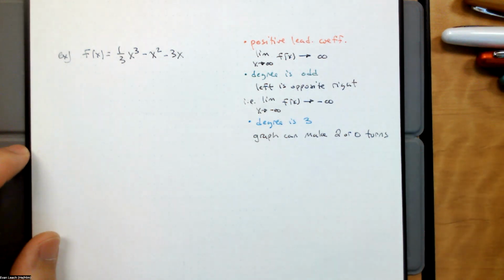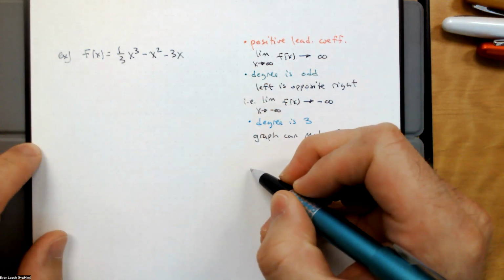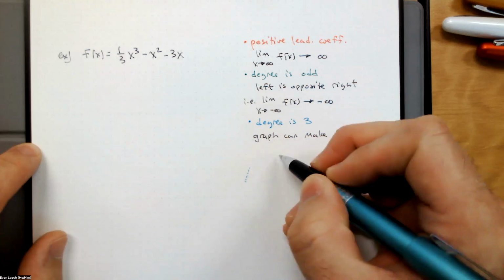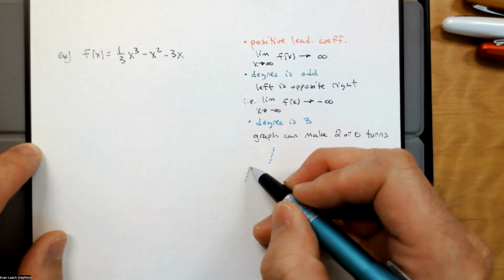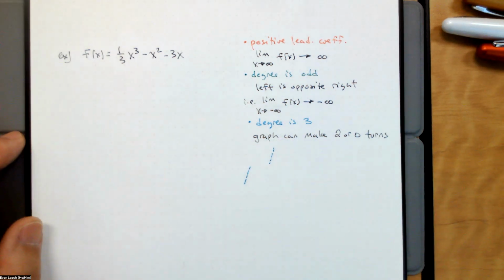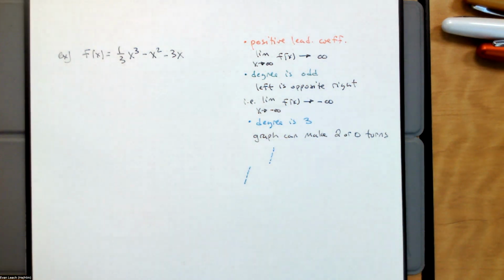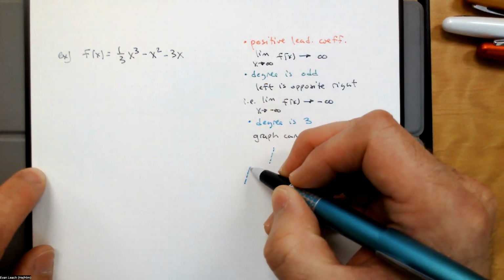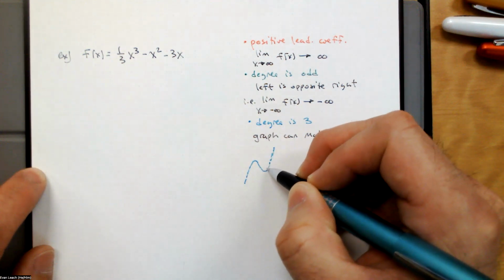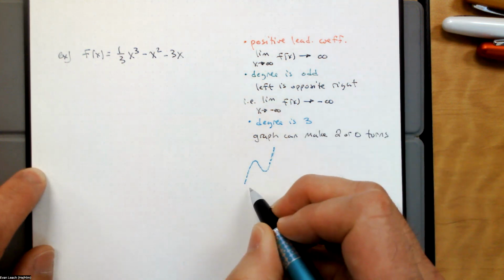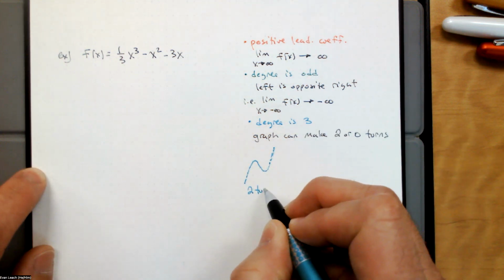So we either make 2 turns. We know that one end is going up because of the positive leading coefficient. We know since it's odd degree, the other end is doing the opposite. So as x goes to negative infinity, it's headed down. So one thing that could happen is that we make two turns. Turn around here, turn around there.